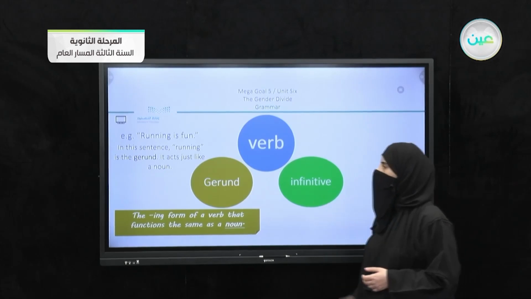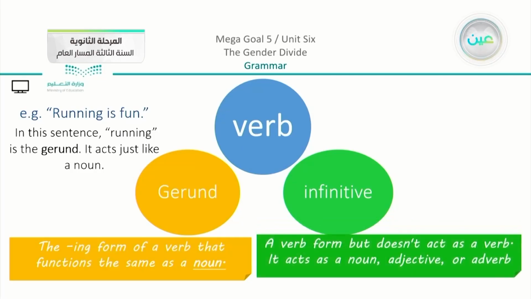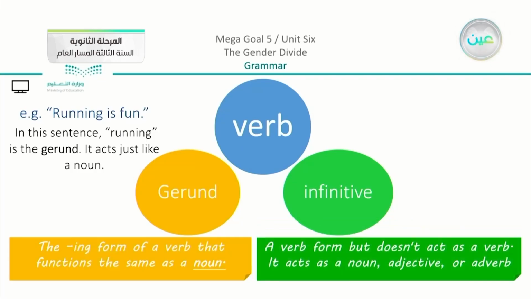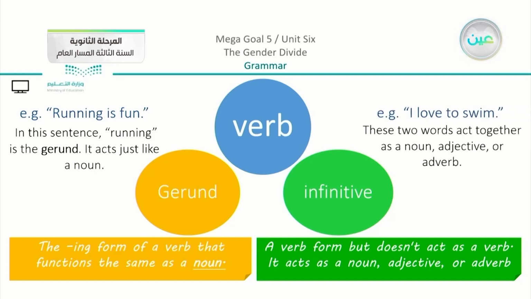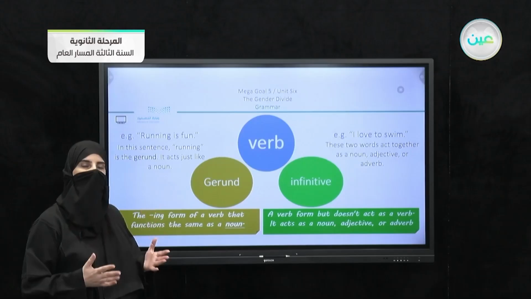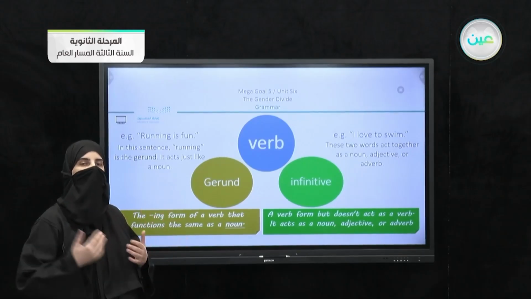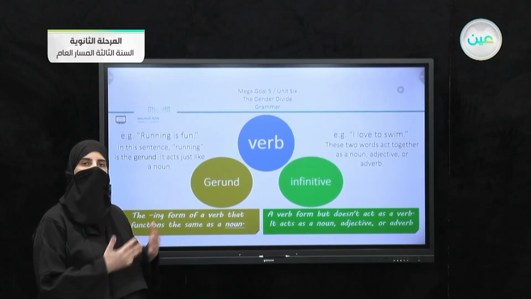On the other hand, we have the infinitive. The infinitive is a verb form, but doesn't act as a verb. It acts as a noun, an adjective, or an adverb. To see that, we have an example here: I love to swim. These two words act together as a noun, adjective, or an adverb. So love is going to be the verb, but I do have to swim as the noun, the adjective, or the adverb. So basically, it depends on the sentence.